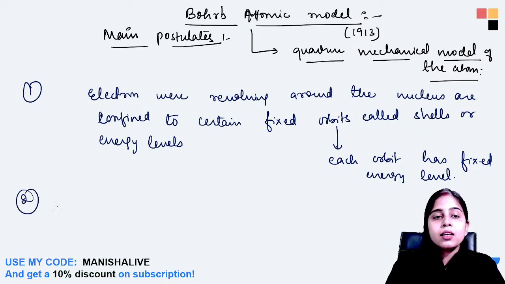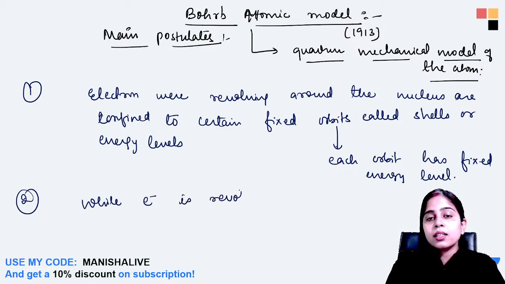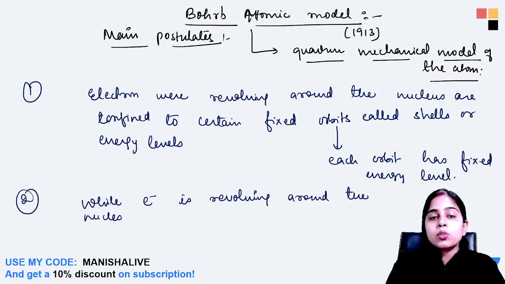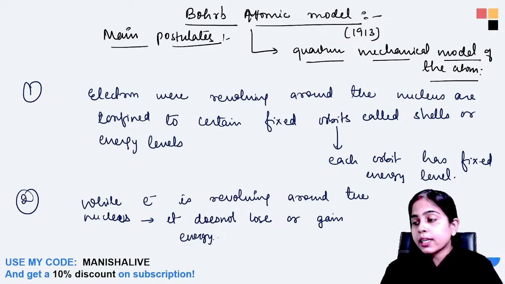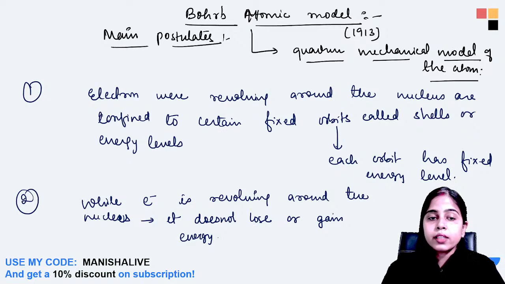The second postulate was that while the electron is revolving around the nucleus, it does not lose or gain energy. Is it clear, everyone? So when the electron is revolving around the nucleus, it is neither gaining energy nor losing energy. Okay, understood?